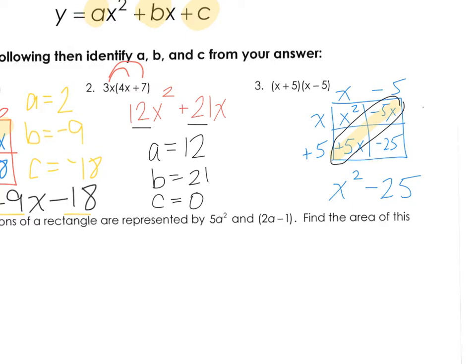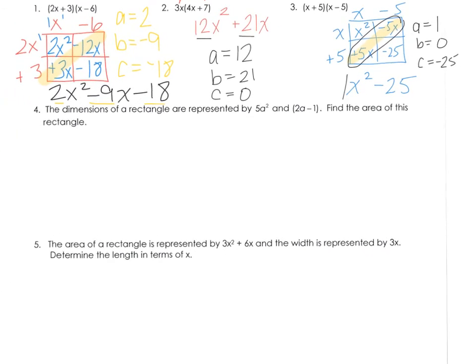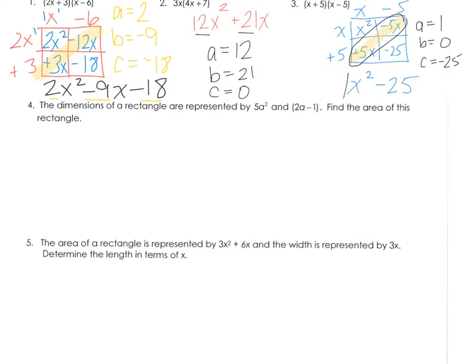In this case, A is 1, okay? I have an x squared. It's not like it's not there. I have an x squared, so my number in front is 1 if I don't see any other number there. My B is 0 because there is no x term. It went away. My C is negative 25. Okay. Moving on, we'll practice more about finding A, B, and C on the next page.